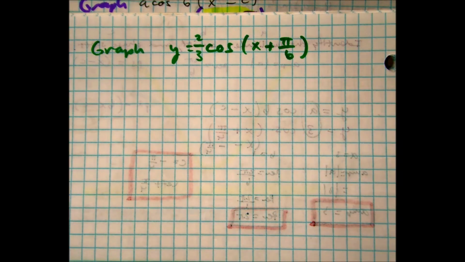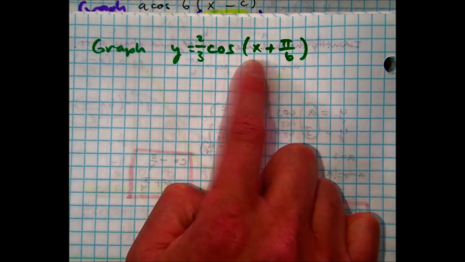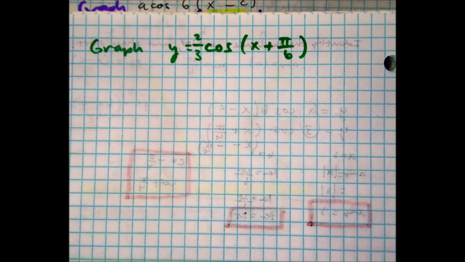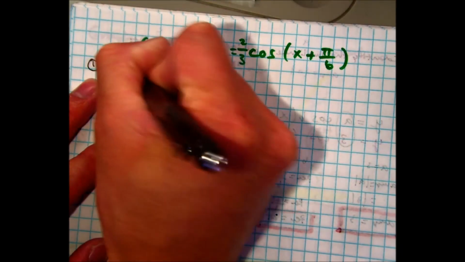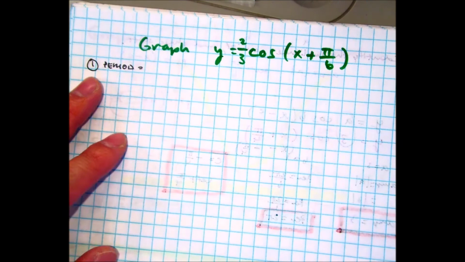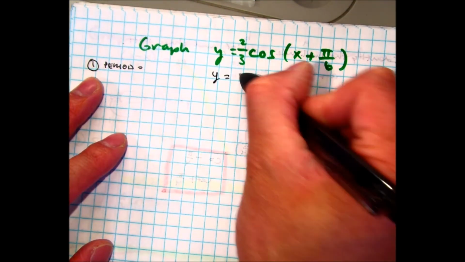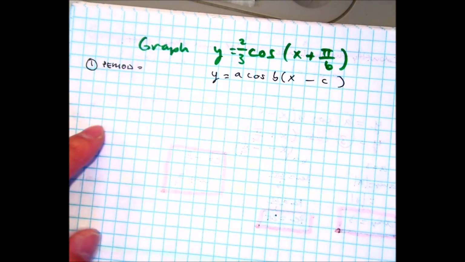Alright, in this example, I want you to graph y equals 2/3 cosine of (x plus pi over 6). We're doing the same things first. We're going to find all of our information that we know. To find the period, I need what letter, class? So y equals a cosine of (b x minus c).